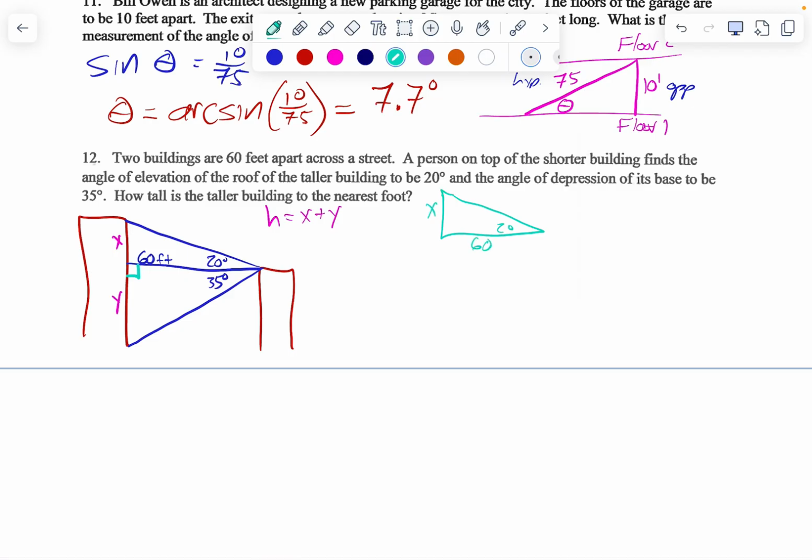And which ratio is this one? Yep, that's tangent of 20 equals x over 60. And then the other triangle, same ratio. So tangent of 35 equals y over 60. Does that help? Okay, any others? Any other questions?